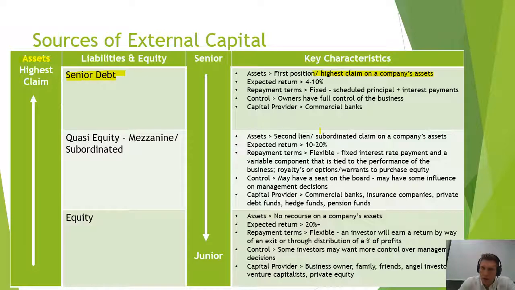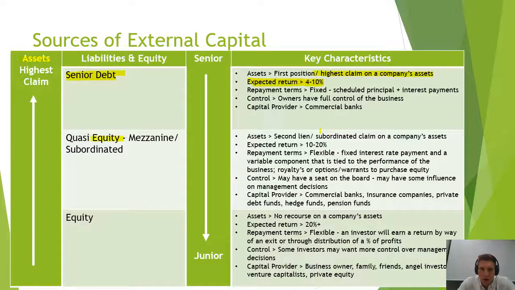So why does this matter? Well, the reason why this matters is because no matter what happens, a senior lender in most cases will get most of their capital back. And as a result, a senior lender is taking on low risk. And risk is directly correlated to the expected return on capital. So senior lenders have a low expected return on capital.